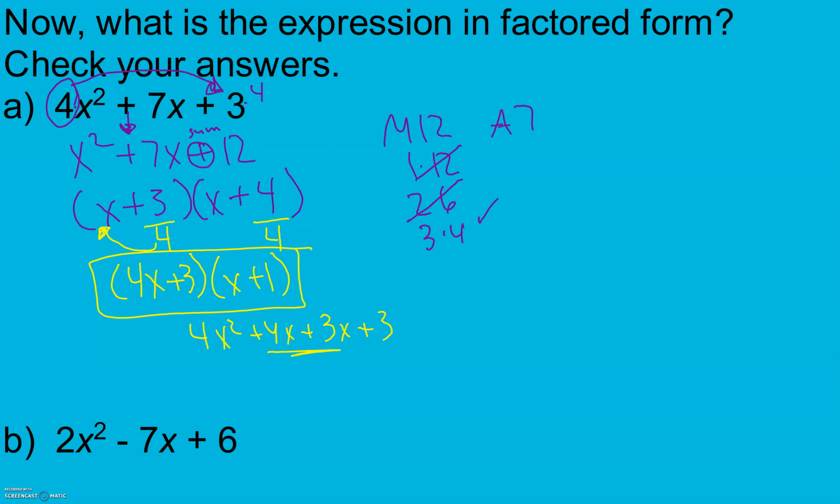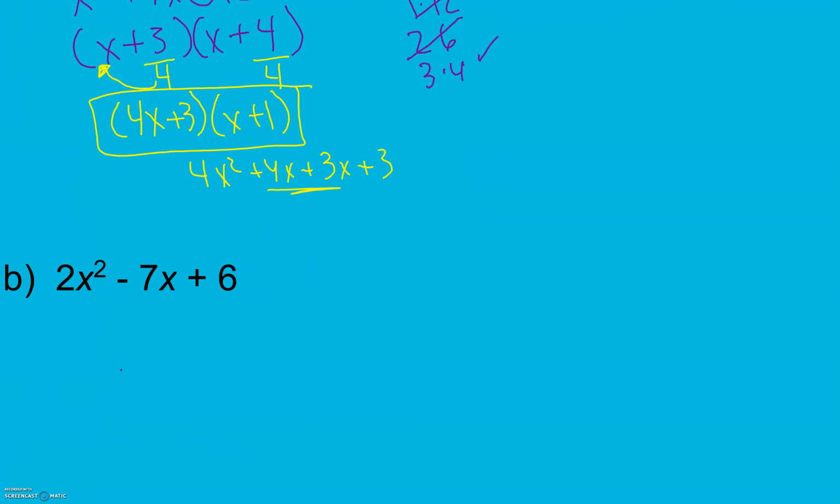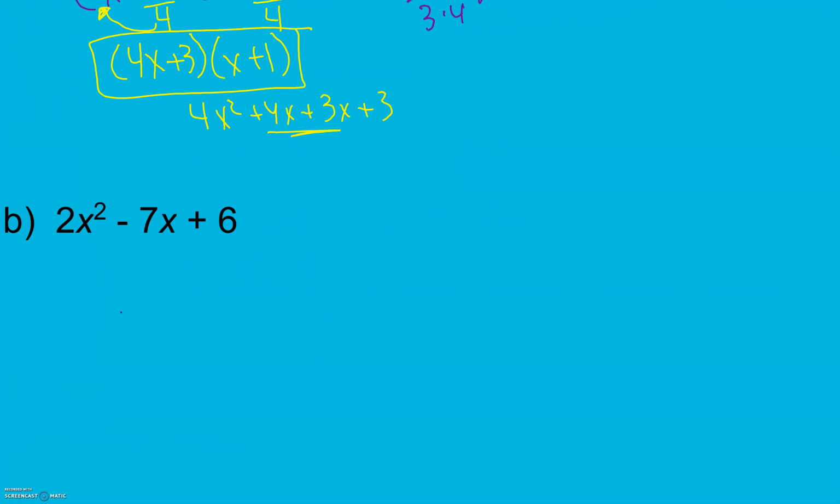Same idea here for b. Feel free to try it if you'd like. I can't take that 2 out because I don't have a common factor. 2 doesn't come out of 7. 7's prime. So instead, to get rid of my 2, I'm going to swing it to the back as multiplication.